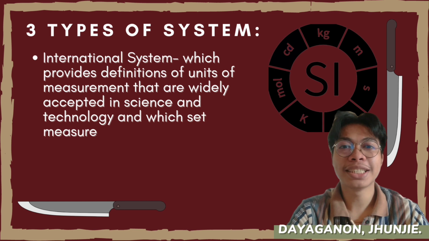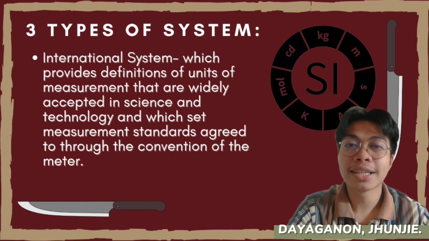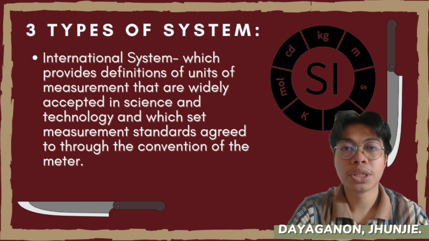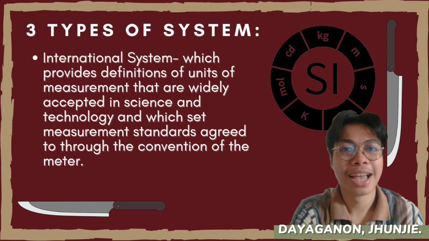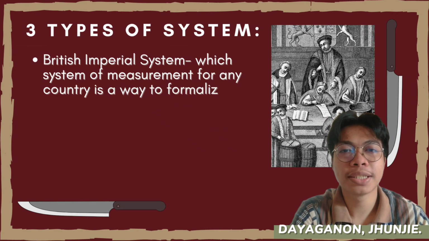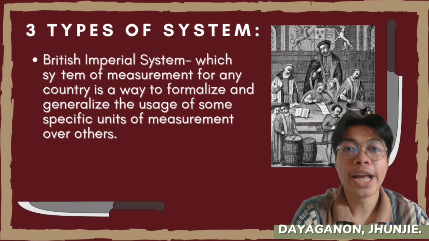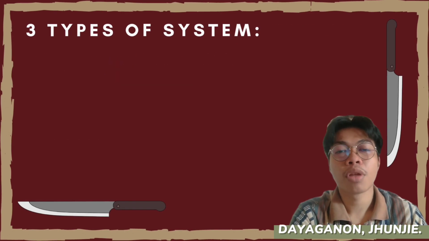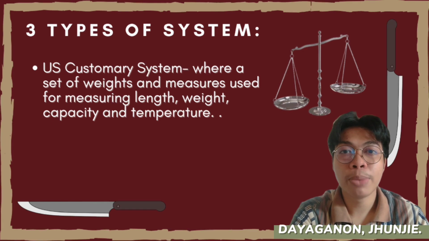First, International System, which provides definitions of units of measurements that are widely accepted in science and technology, which set measurement standards agreed through the convention of the meter. Second, the British Imperial System, which system of measurements for any country is a way to formalize and generalize the usage of some specific units of measurements over others. Third, US Customary System, where a set of weights and measures used for measuring length, weight, capacity, and temperature.